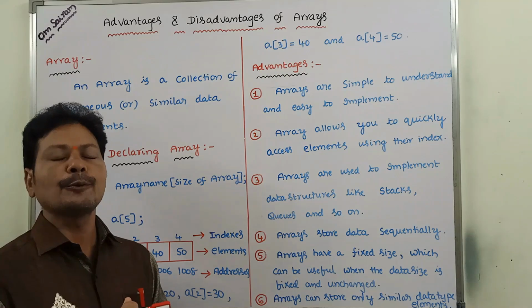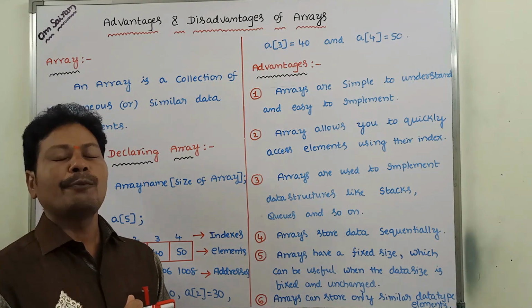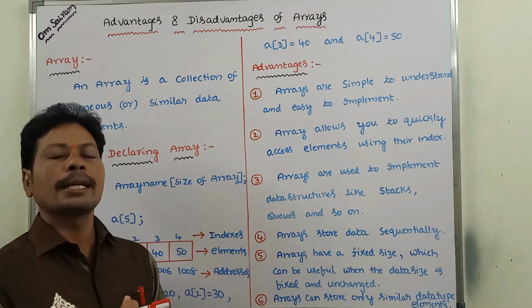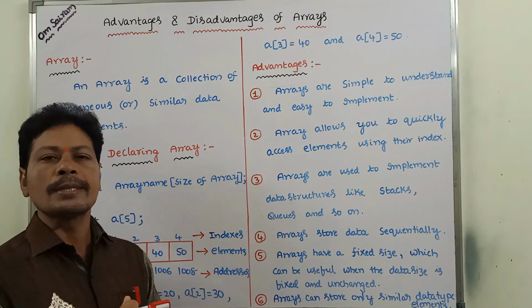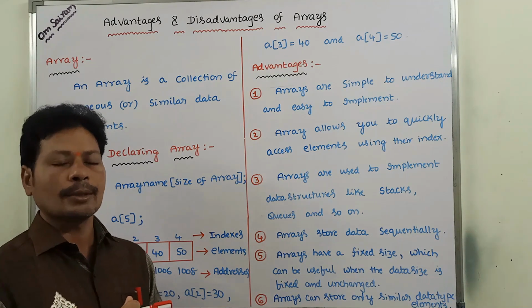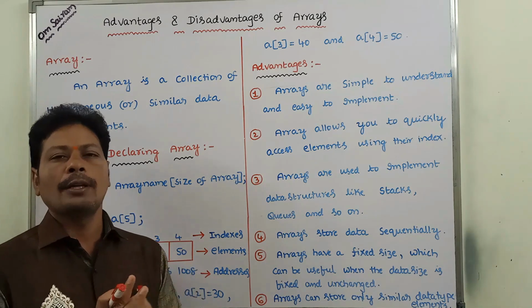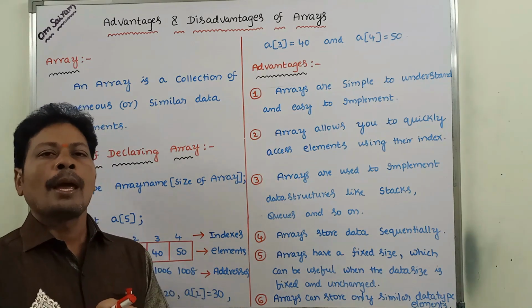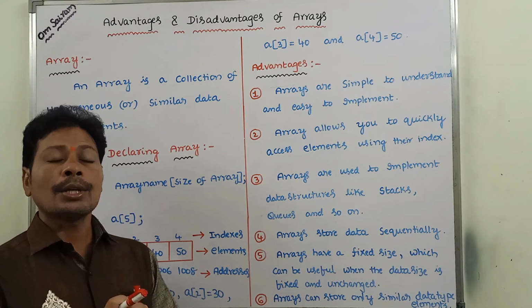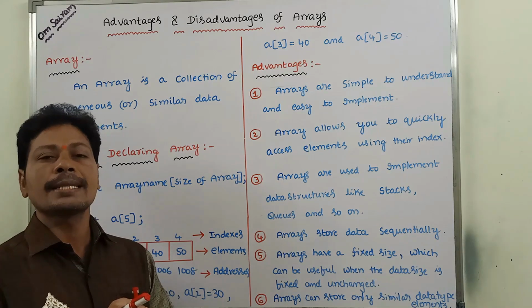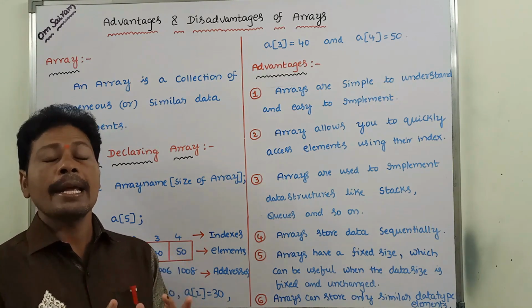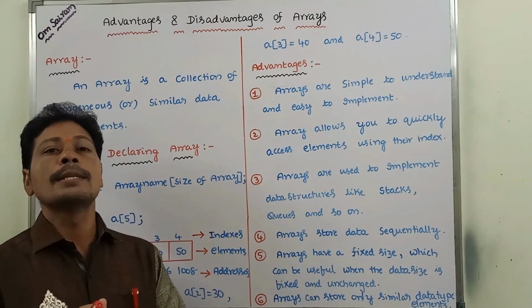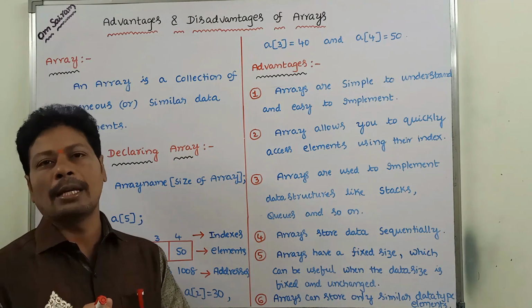Today we are going to discuss the advantages and disadvantages of arrays in the C programming course and data structures course. First of all, what is an array? An array is a collection of homogeneous data type elements. That means an array is a collection of similar data type elements.